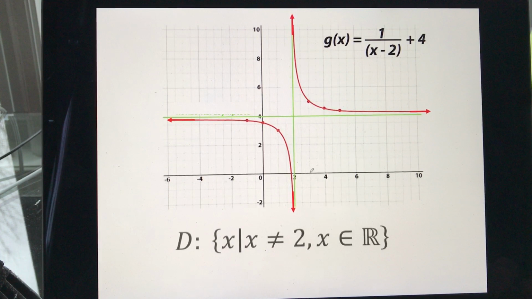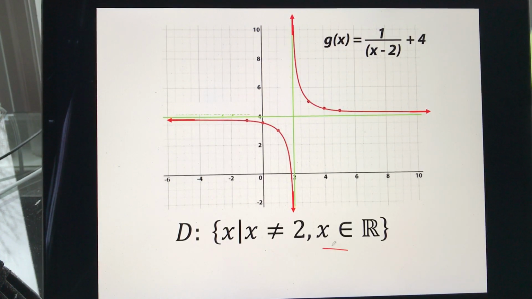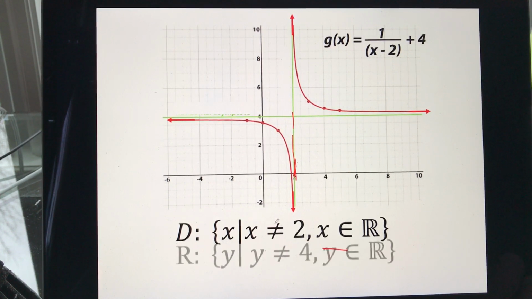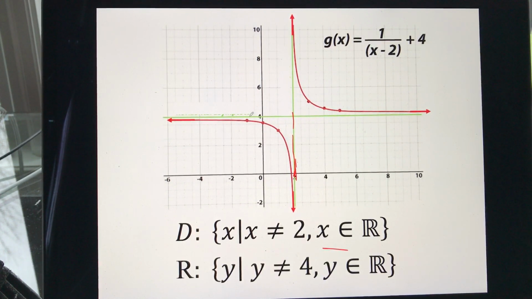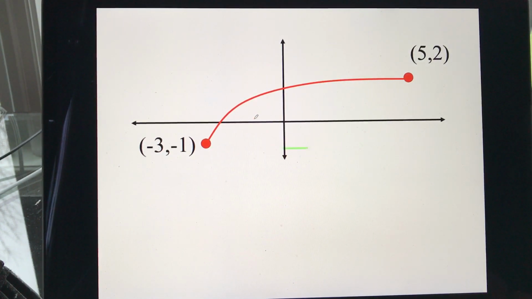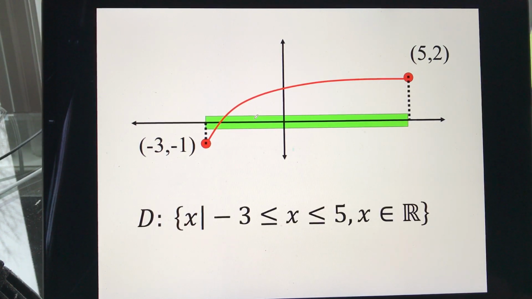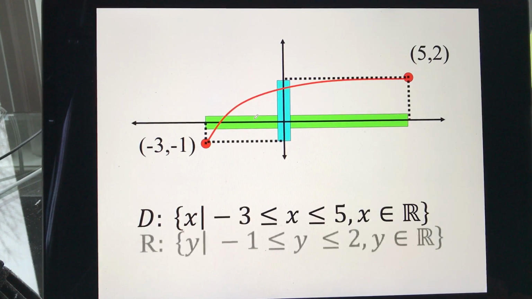Similar idea here. We can say x can be anything other than 2. See how the function doesn't cross this line at 2? Okay, so it doesn't hit that value. So we just say x cannot equal 2. And similar idea here, y can't equal that value there at 4. It doesn't hit those values. Now here for this one, the possible values of x, the possible values of y.